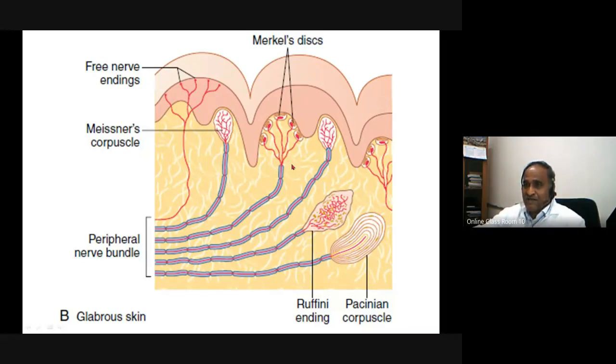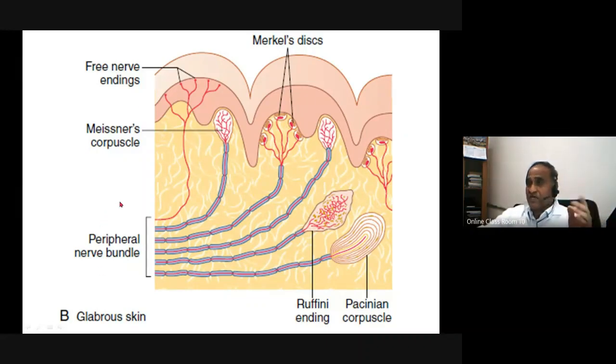Then you have these Merkel discs. You just see a single axon coming up. This is the egodome, a dome-like structure. Egodome having these Merkel discs. This is the egodome receptor. Then we have, again, these Meissner's corpuscles. These are Ruffini end organs. These are Pacinian corpuscles.